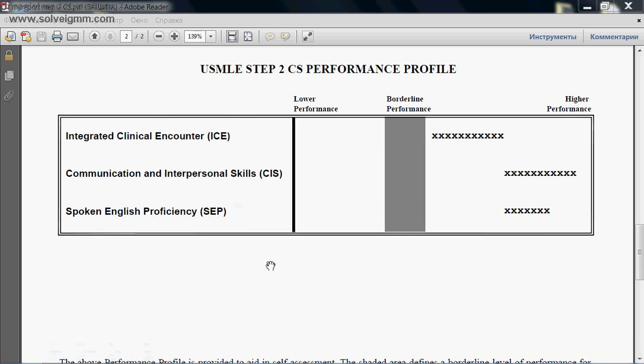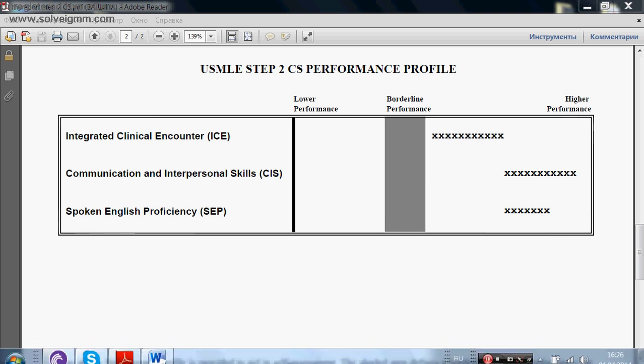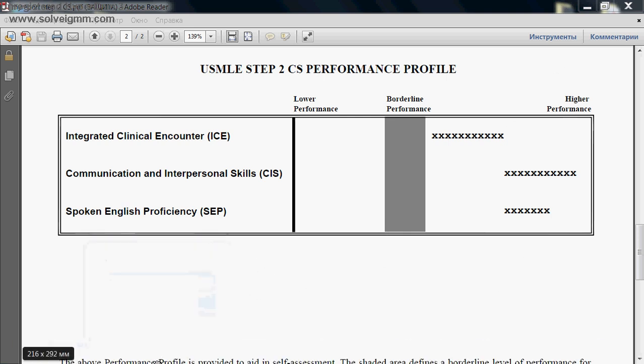Dear doctors, today I'm going to discuss with you my blue sheet preparation. I took my Step 2 CS last year and I decided to share with you some tips to pass your exam successfully. So here's my exam report, and now we'll discuss the blue sheet.